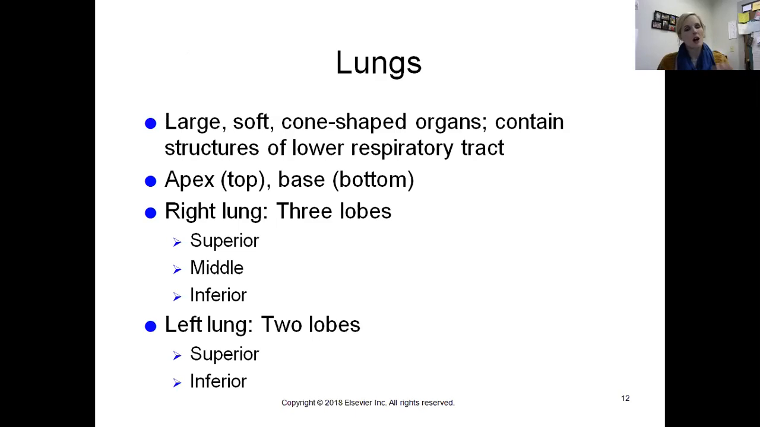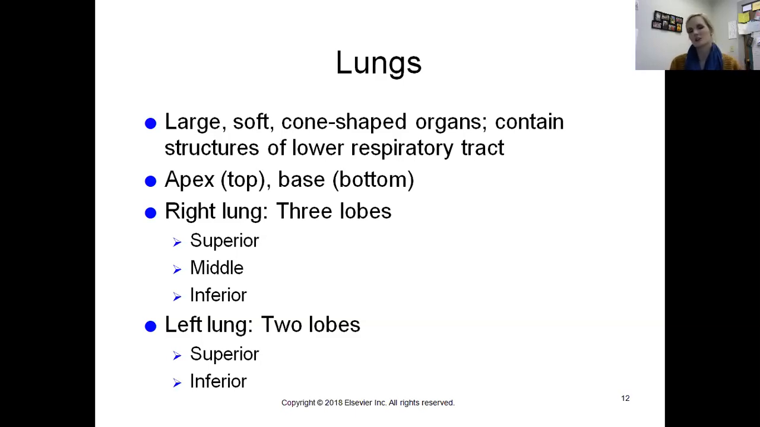We refer to the top part as the apex. I don't think, maybe we did, in the heart, you may recall that the bottom part of the heart is referred to as the apex because it's the pointed part of the heart. In the lungs, the pointed part is actually at the top. So the top of each lung is referred to as the apex, and then the bottom is referred to as the base. And that makes sense because it's the bottom.